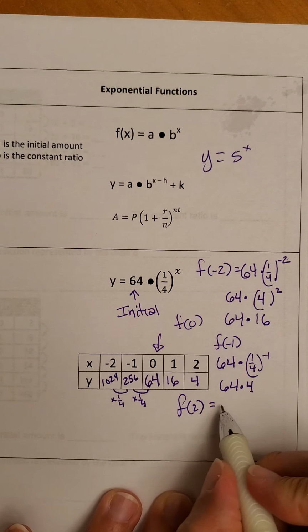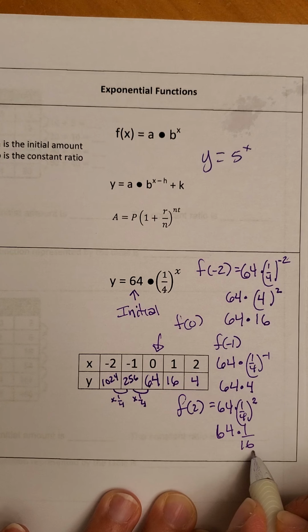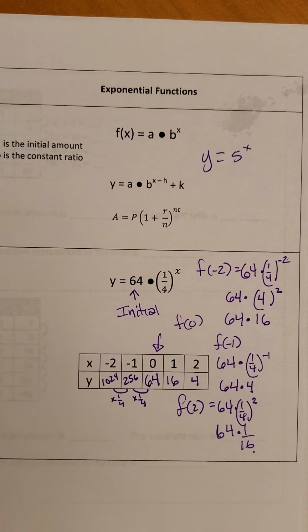We would say 64 times 1/4 squared. 1/4 squared is 1/16. So it's actually like 64 divided by 16, which is 4. So I wanted to show you how you would actually create a table with an exponential function before I start giving you tables and asking you to write the equation.